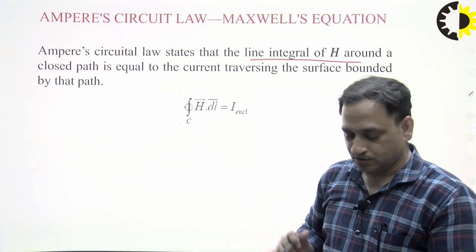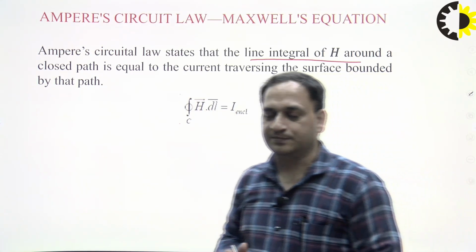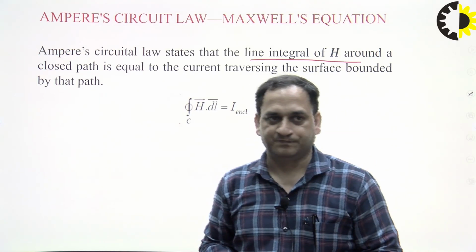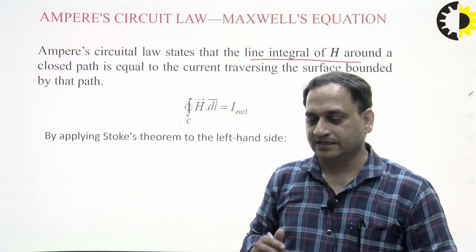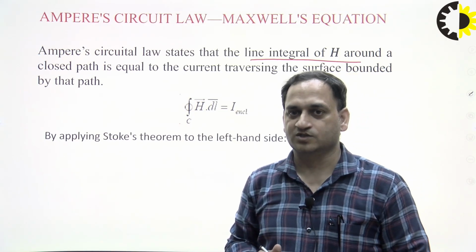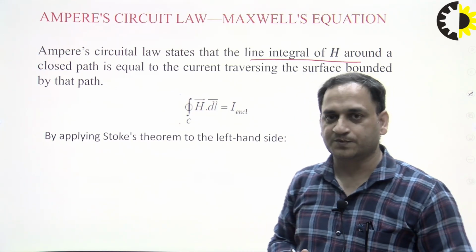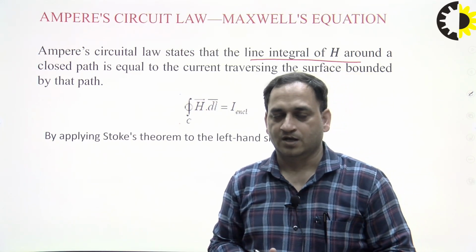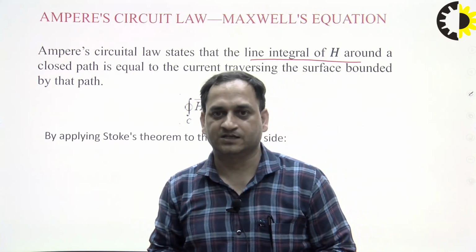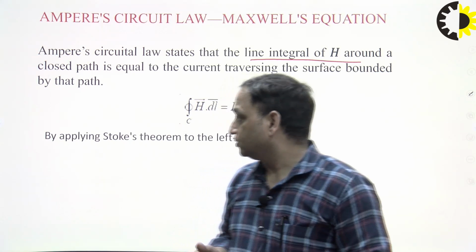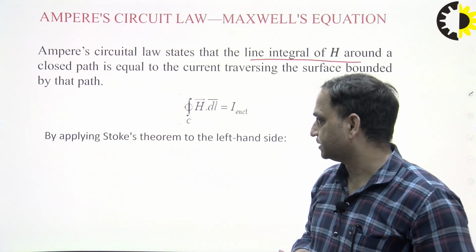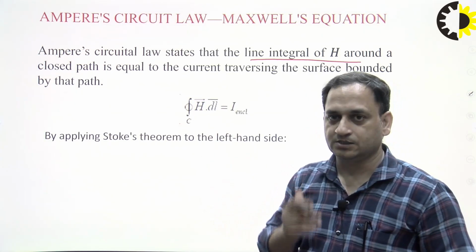By using Ampere's circuital law, we can find the value of H, the magnetic field intensity. This is another method: if the current distribution is uniform or symmetrical, we use Ampere's circuital law. Otherwise, we can use the Biot-Savart law for finding the magnetic field intensity. Now we will find one of the Maxwell equations from this law. H dot dl is equal to I enclosed.